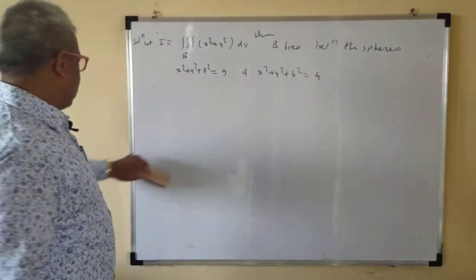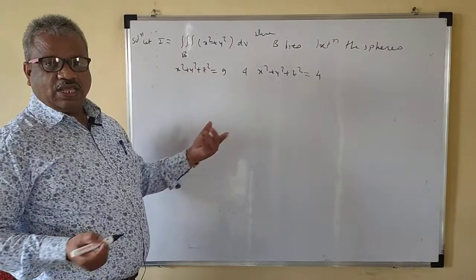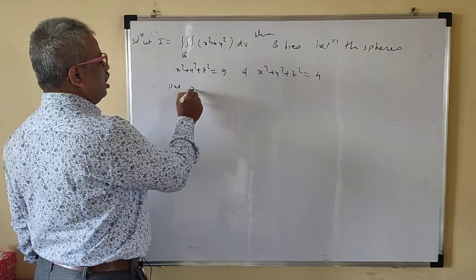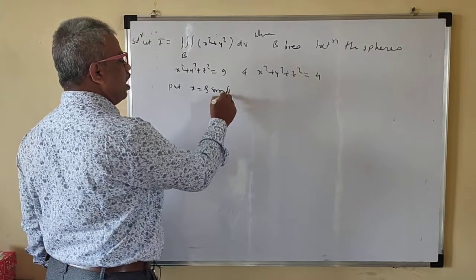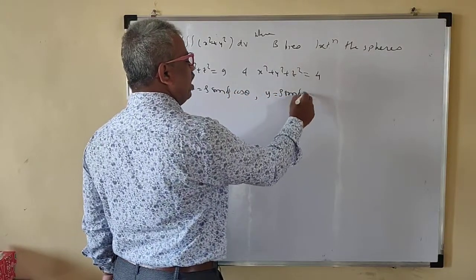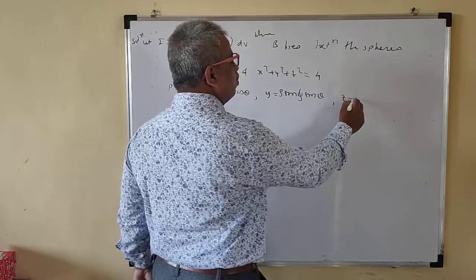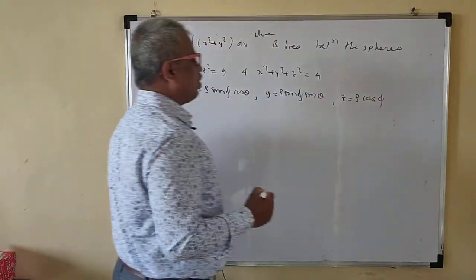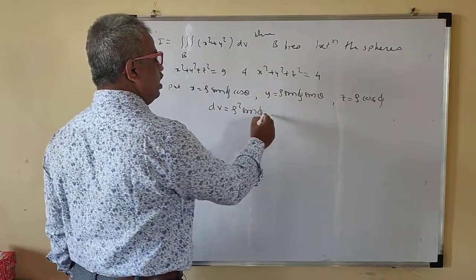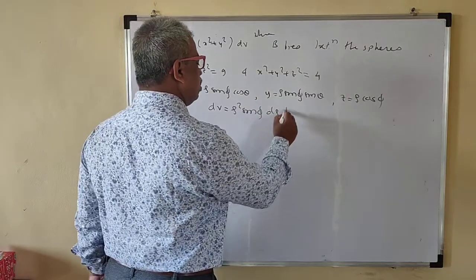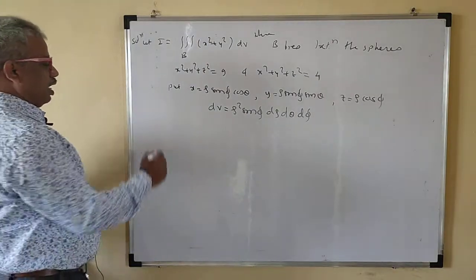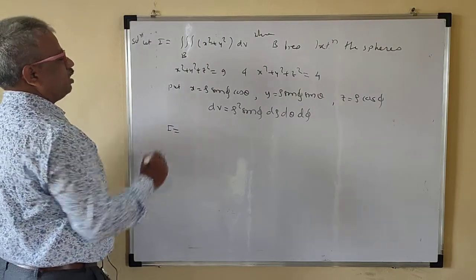So again, the sphere is there, so we will use spherical coordinates to evaluate this integral. Put x equal to rho sin phi cos theta, y equal to rho sin phi sin theta, z equal to rho cos phi. Therefore dV is equal to rho square sin phi d rho d theta d phi. We'll write directly the limits of this one.